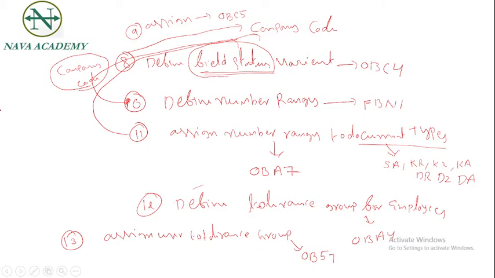Define next, 14th, tolerance group for GL account. T code OBA0.